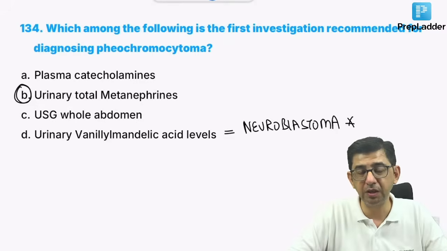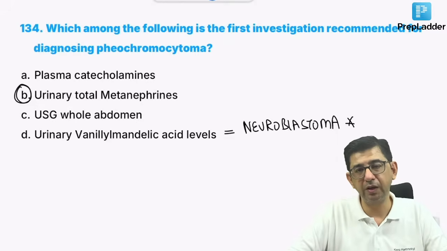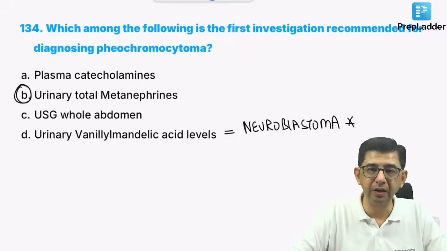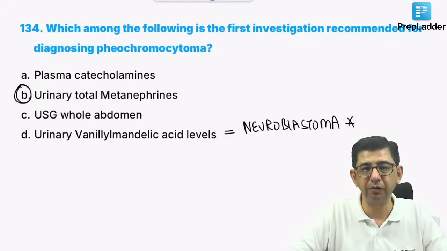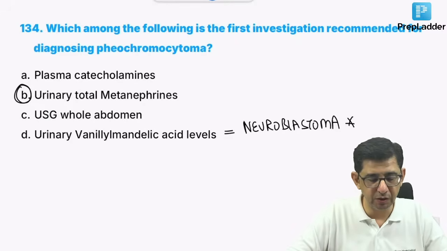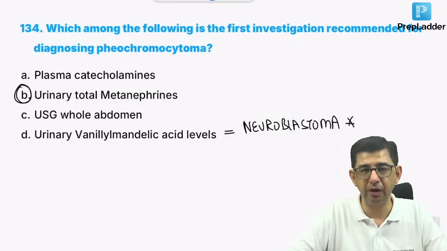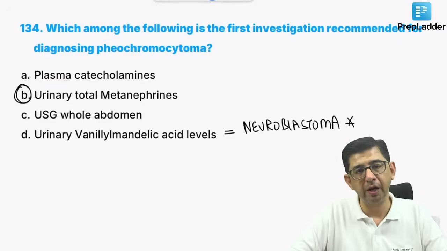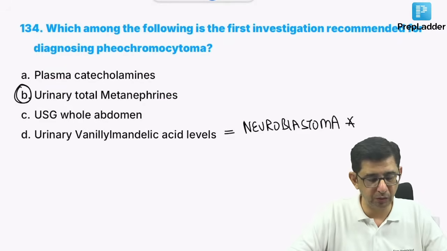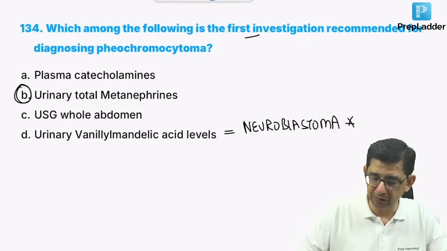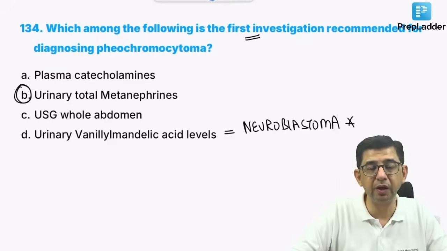Please take care of this fact that urinary vanillylmandelic acid levels are not diagnostic. This has been asked in the NEET exam also, and that is why I thought I should bring this to your notice. I agree that in Robbins and in pathology they talk about VMA, but the table in Harrison does not mention anything with respect to vanillylmandelic acid. It is only total metanephrine and plasma metanephrine that are present. So the answer in this particular case would be first investigation, urinary, and then the investigation of choice.